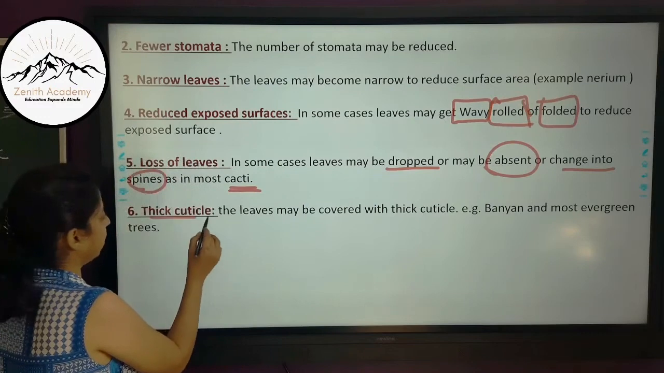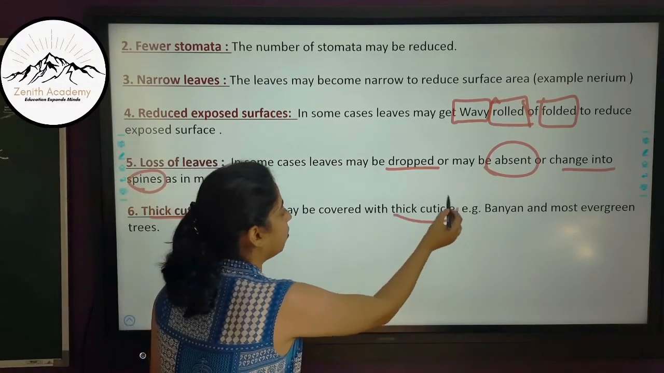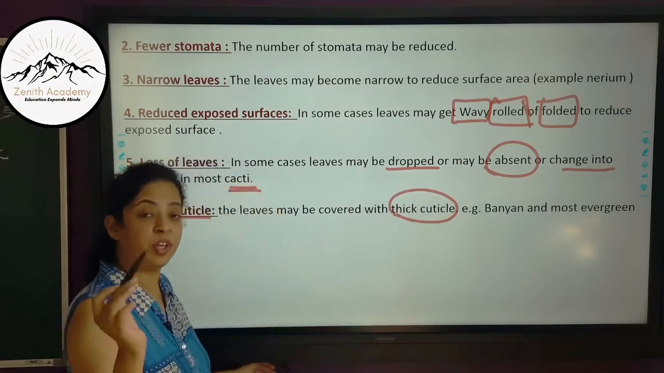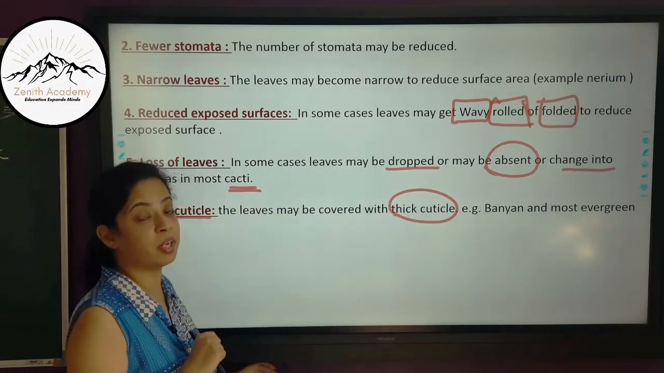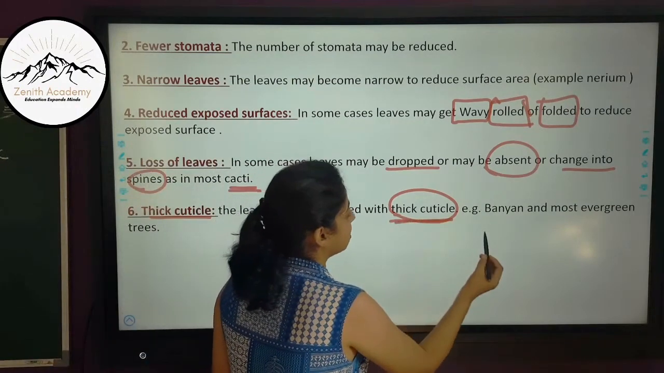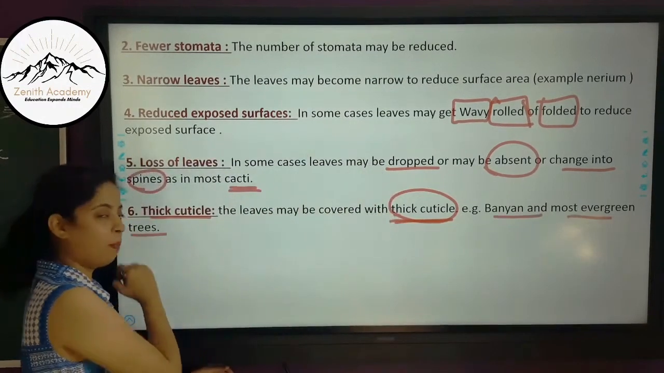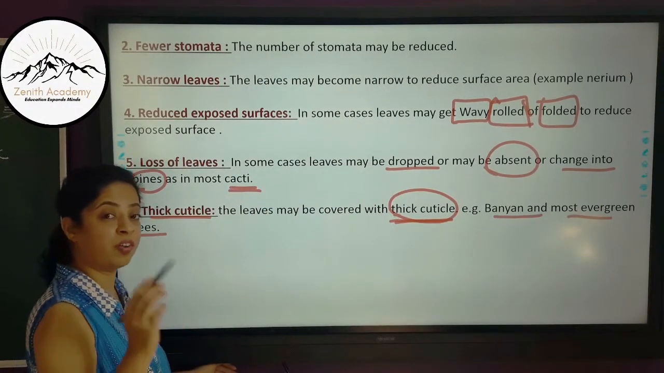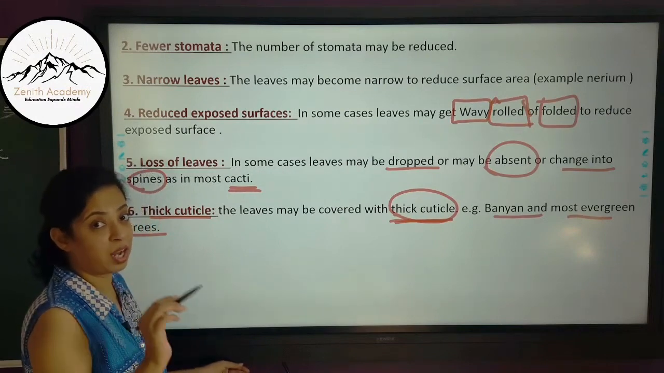Then thick cuticle. So the leaves may be covered with thick cuticle. We have studied in our last video about cuticular transpiration that if the cuticles are thick, the transpiration is less. So thick cuticle, example in case of banyan and most evergreen trees. That is why evergreen trees are able to survive in harsh summer climates as well.